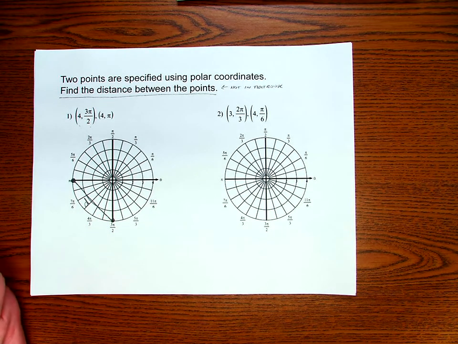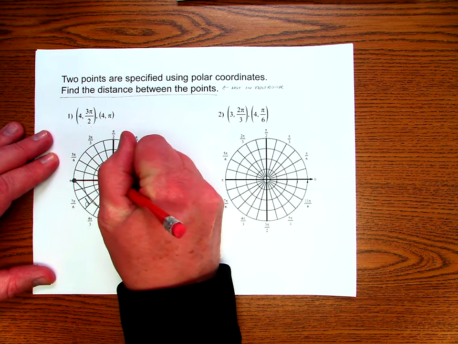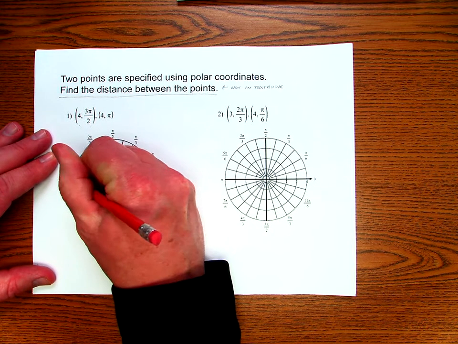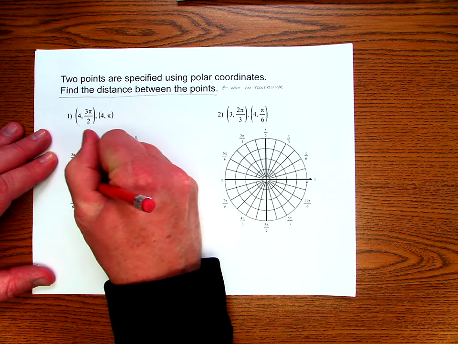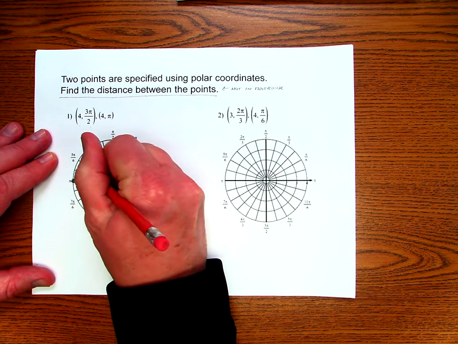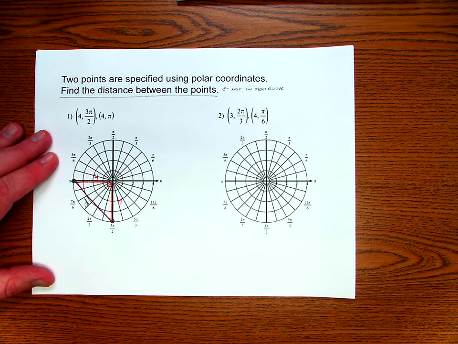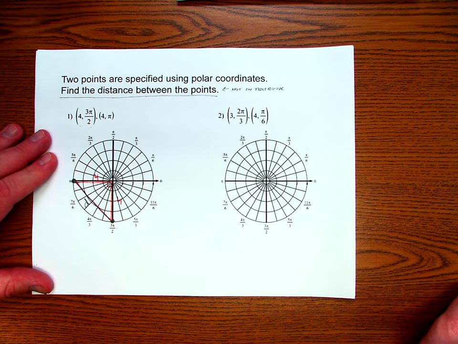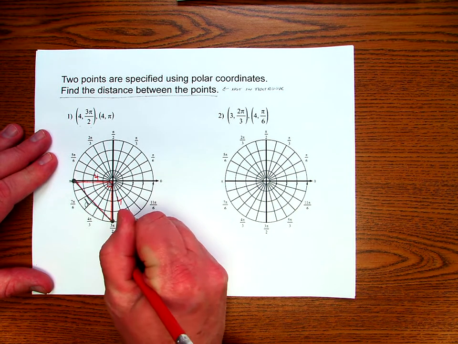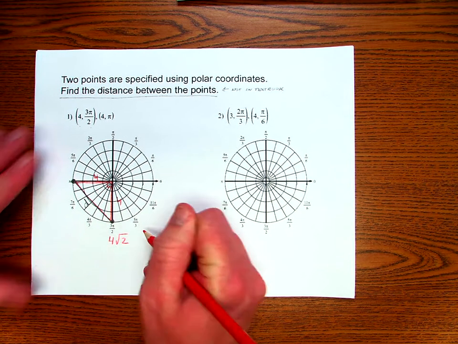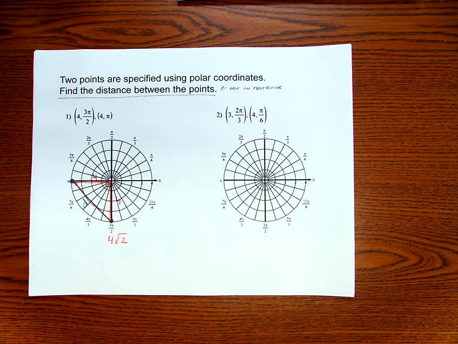Well, the easiest way to do this one right here is to recognize that we can box this in to form a right triangle. That's 4. This is 4. The two axes are perpendicular to each other. So you can do a squared plus b squared equals c squared. Recognize it as a 45, 45, 90, whichever your preference is. And 4 root 2 is going to be that distance.